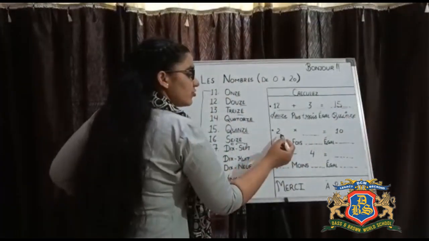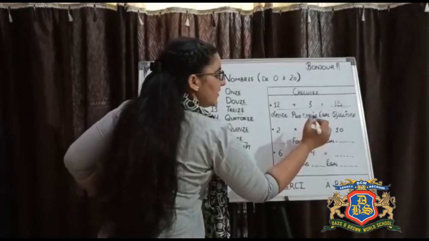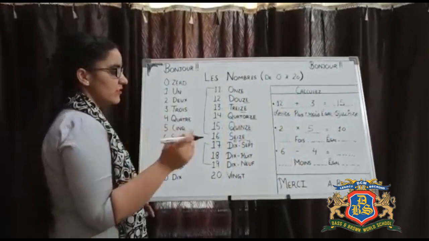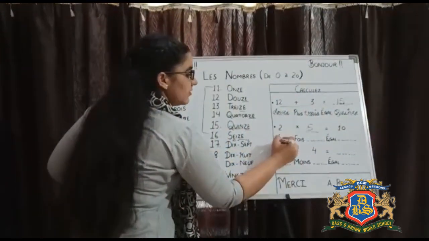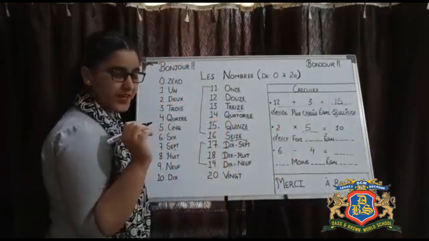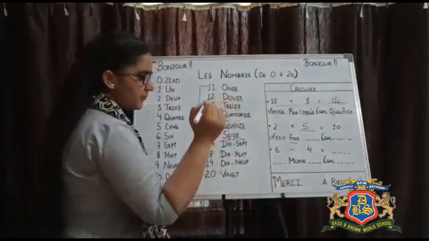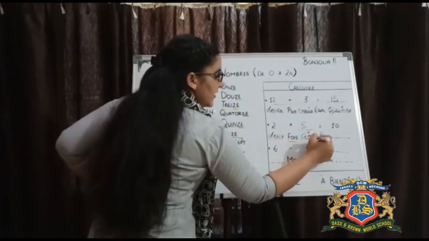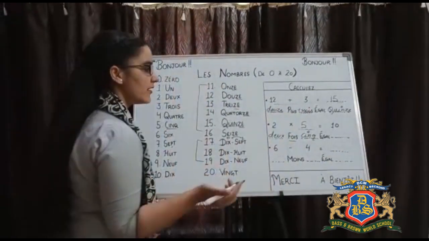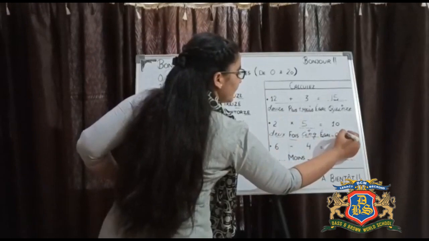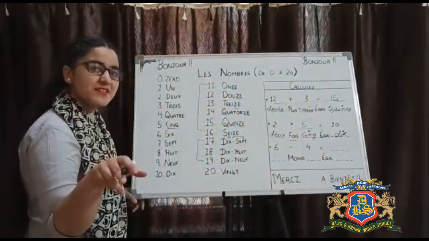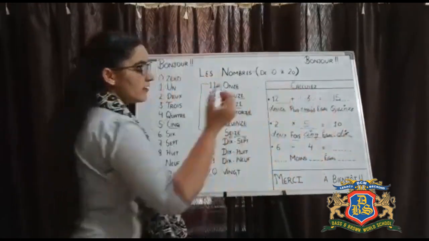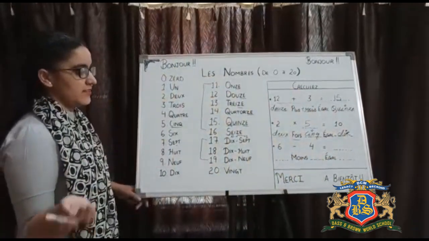Next, 2 multiplied by 5 is equal to 10. Now how do we say the same in French? 2 in French is deux. Multiply in French is fois. 5 is cinq. Equals to, as I have earlier told you, égale, and 10 is dix. So repeat the same sentence in French. 2 fois 5 égale dix.